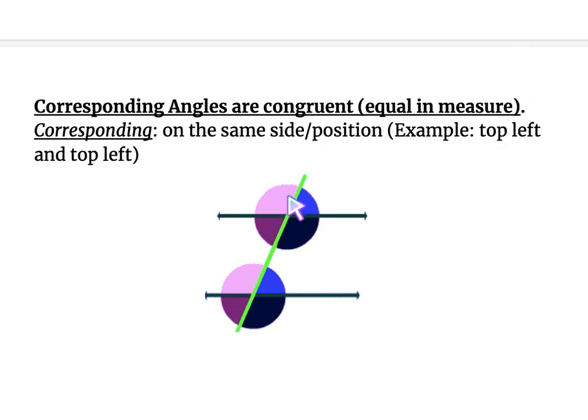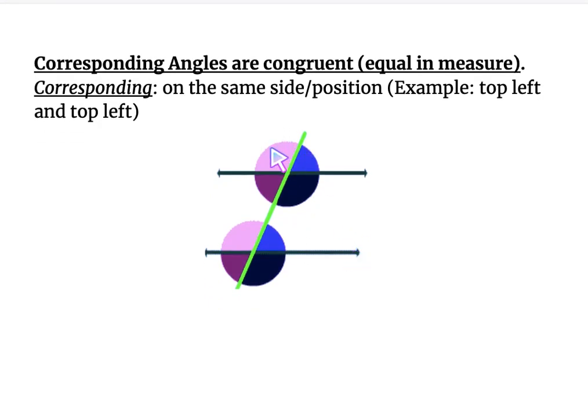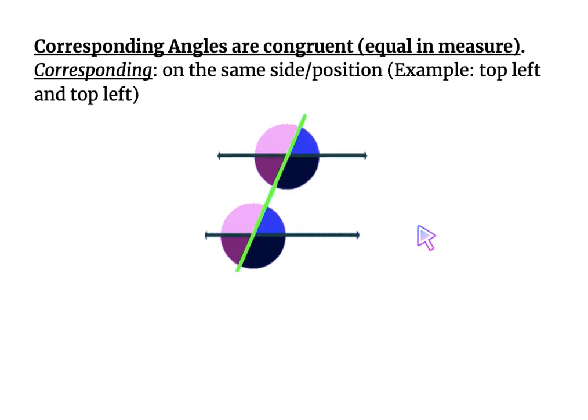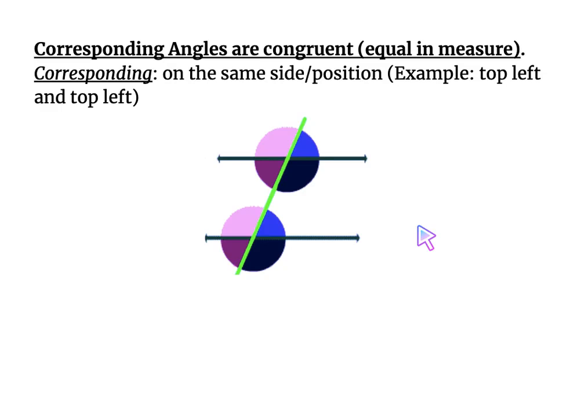So the pinks are corresponding to each other. They're both on the top left. The burgundy ones are both corresponding to each other, bottom left. The blues are top right. The navy blues are bottom right. So each of those pairs are congruent. The pink ones, the pink angles, are congruent. They're equal in measure. If this was 135 degrees, the other pink would also be 135 degrees. Okay? So the color coding for corresponding angles is very important. They must be on the same side and same position. Top left and top left, bottom right and bottom right.